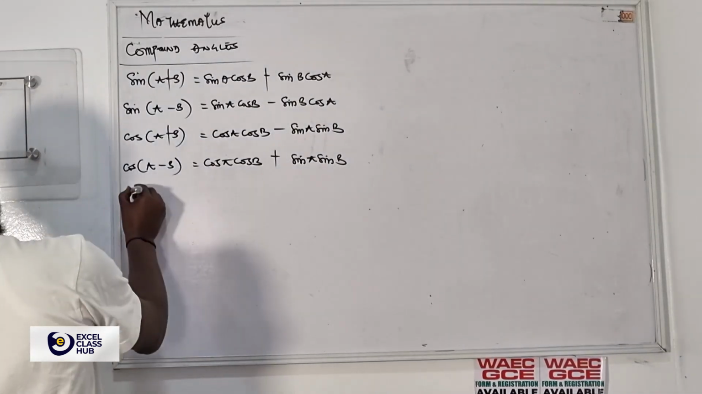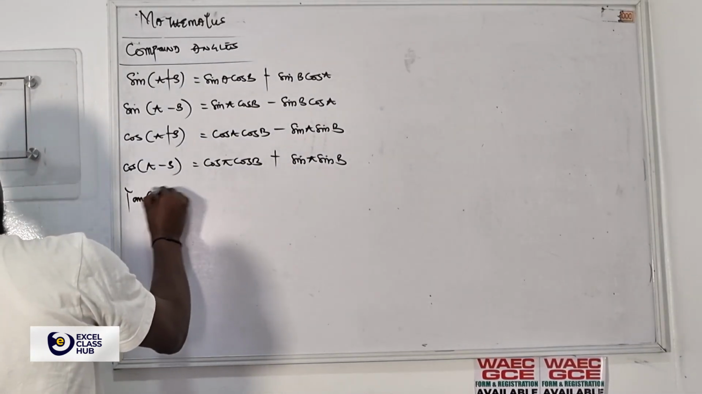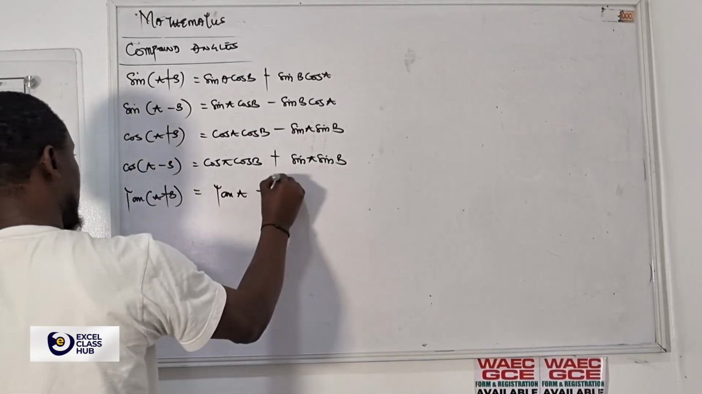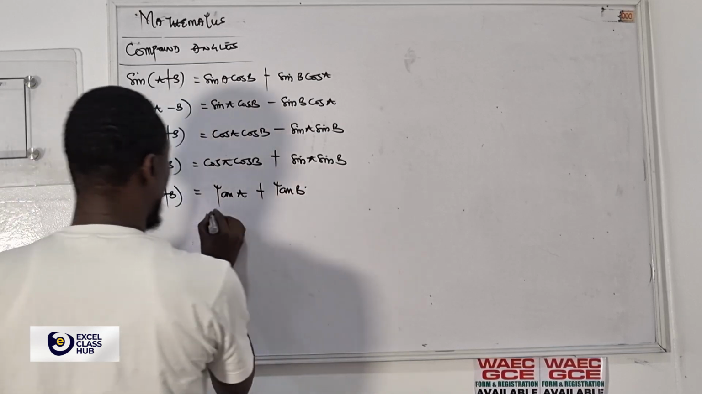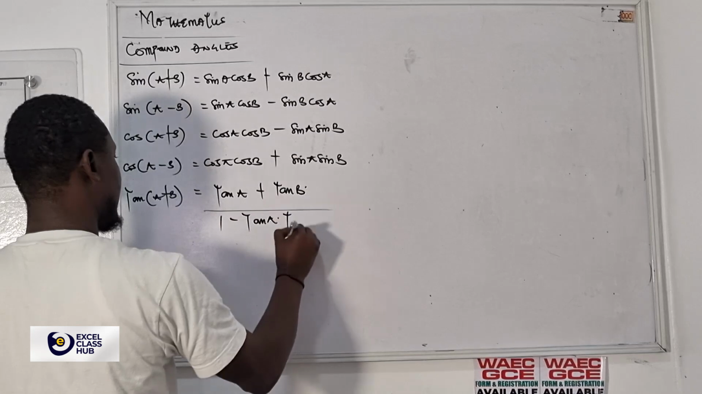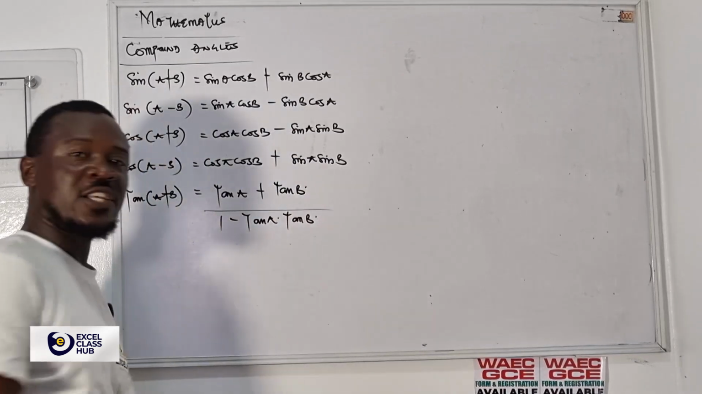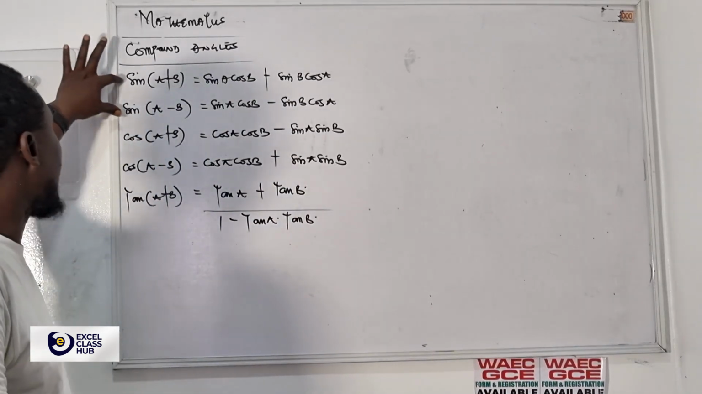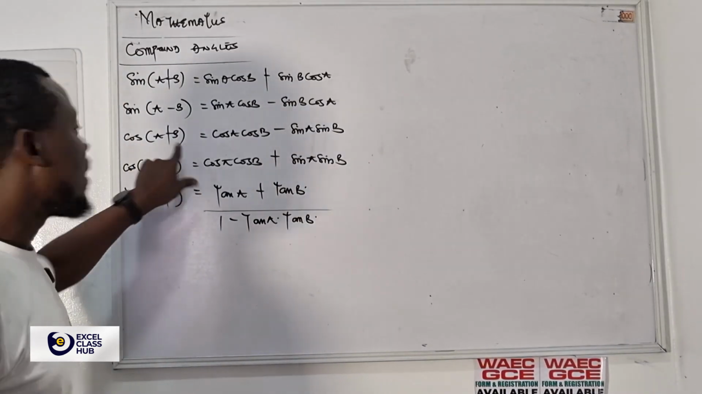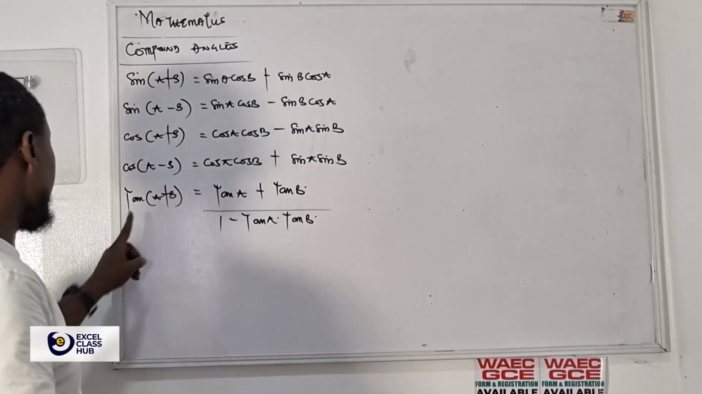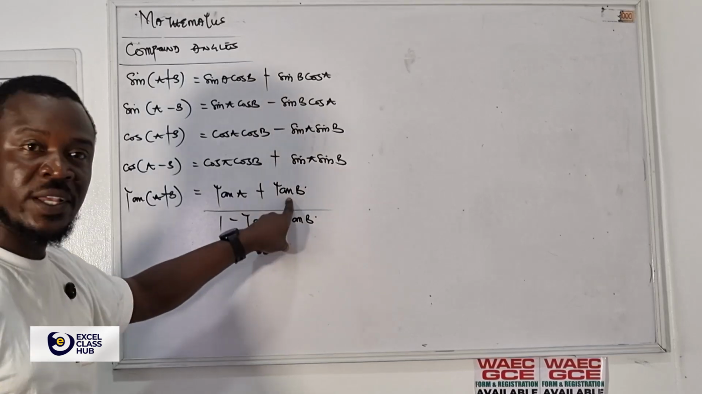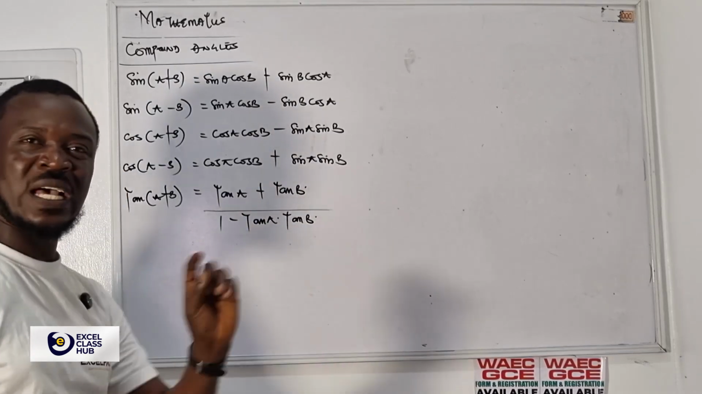But for tan A plus B, it will give me tan A plus tan B over 1 minus tan A dot tan B, which is the expansion for tan A plus B. I've given you the expansion for sine A plus B, sine A minus B, and for cos A plus B and cos A minus B. So now I've given you the expansion for tan A plus B: tan A plus tan B over 1 minus tan A dot tan B.